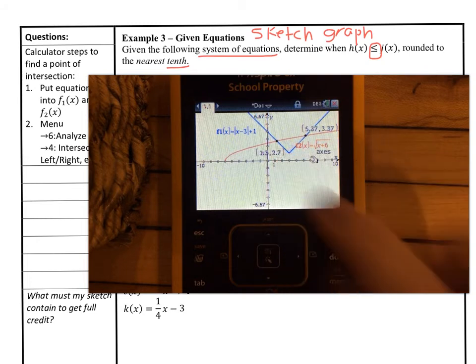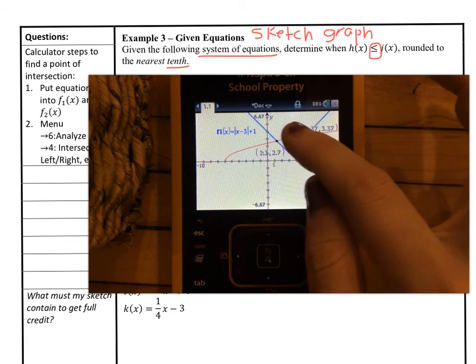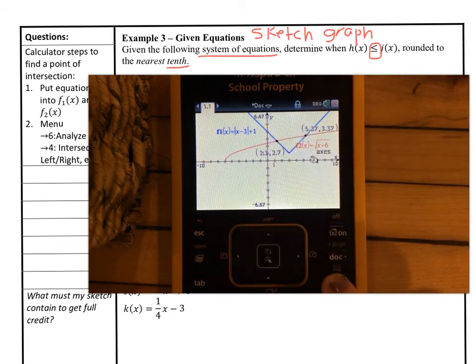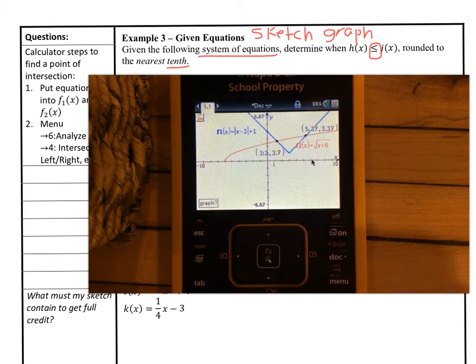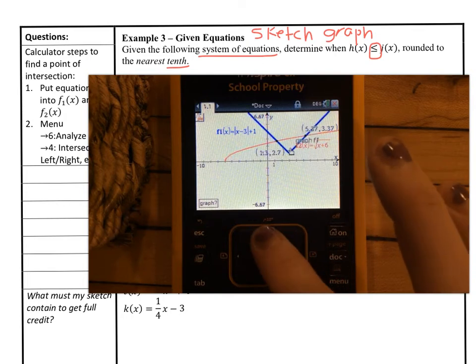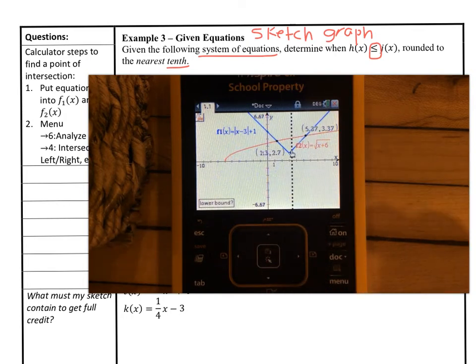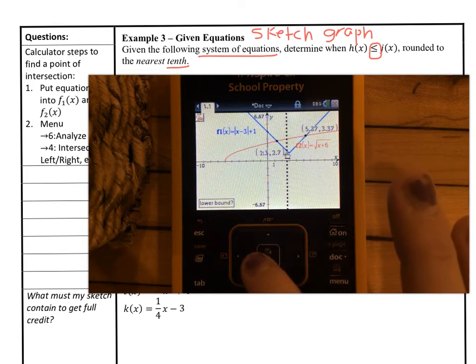Okay, so our intersection points are two critical values, but our third critical value is going to be this bottom point, or the minimum point. Sometimes you'll have a maximum point if it was like a parabola or was facing the other way. So we're going to hit menu again. We're going to go to analyze graph, but this time number 2 is a minimum point. So we're going to hit number 2, and we have to choose which graph we want the minimum point of. So we want the minimum point of the blue graph. So I'm going to choose, and I just clicked on the blue graph.